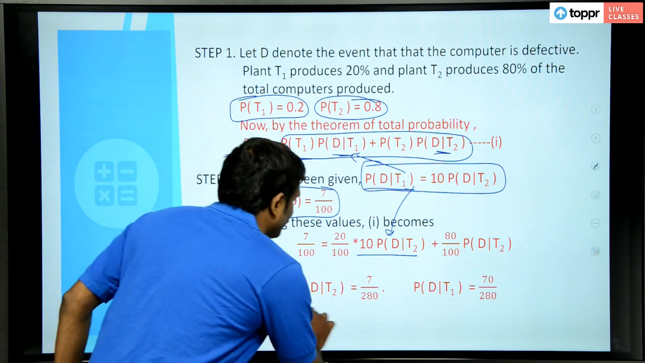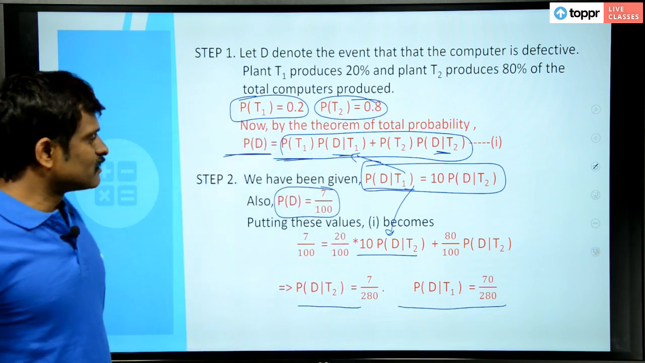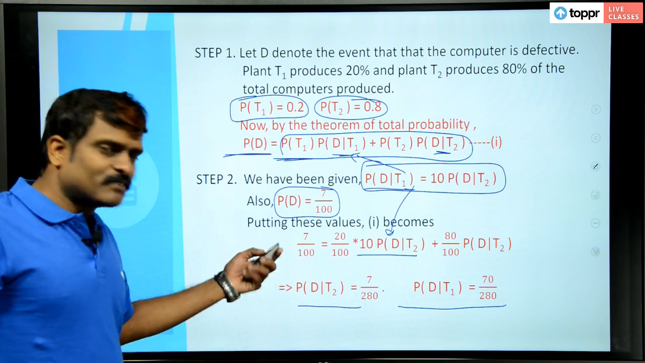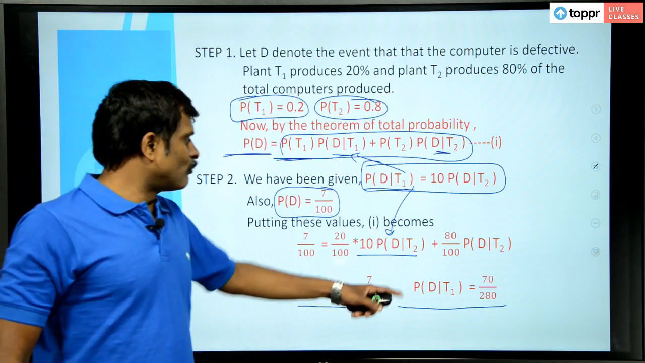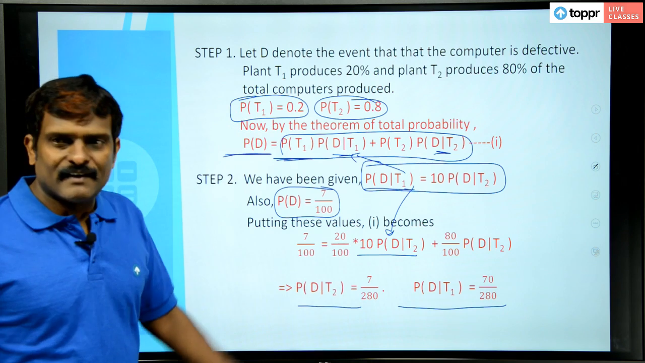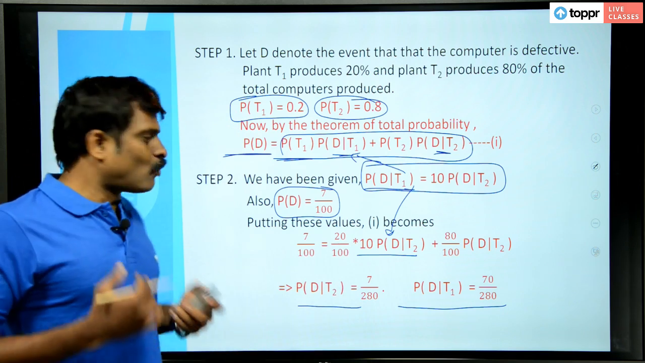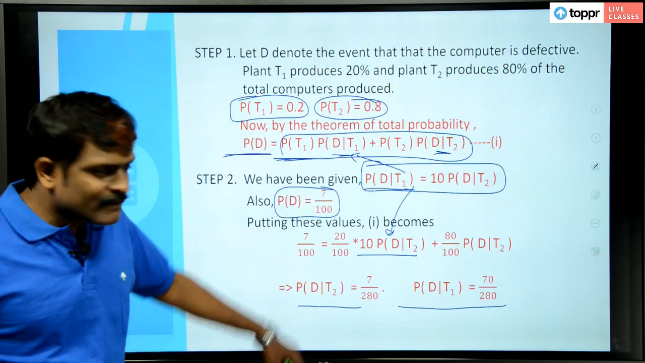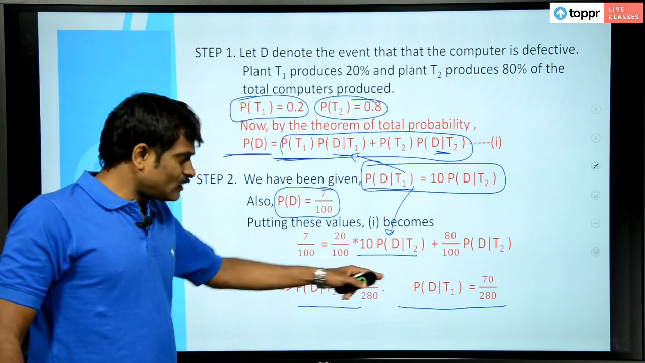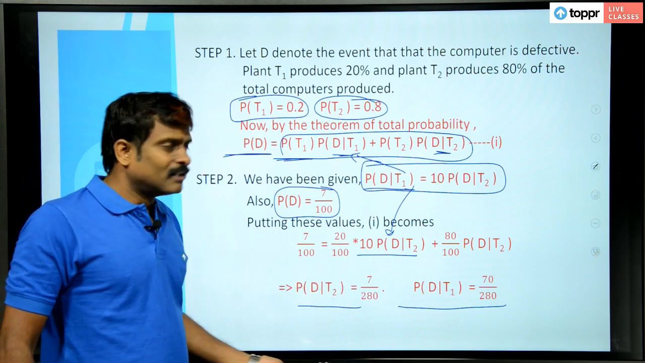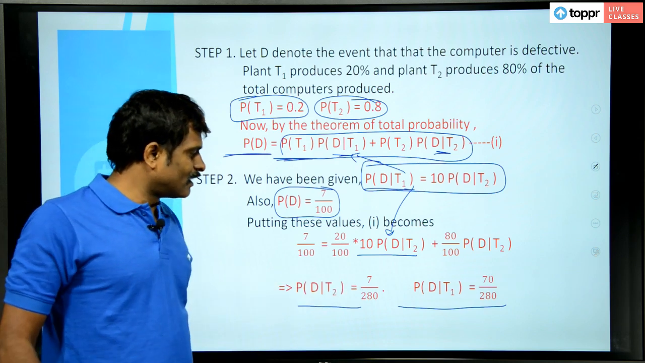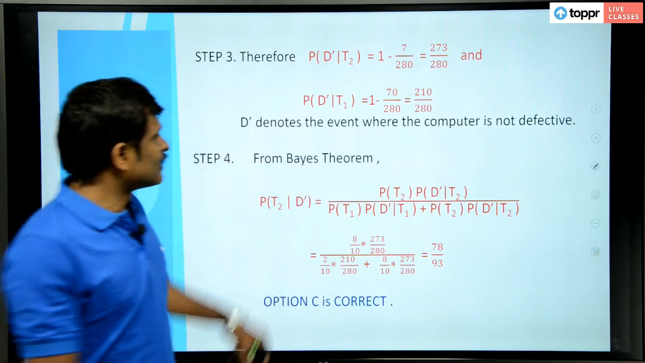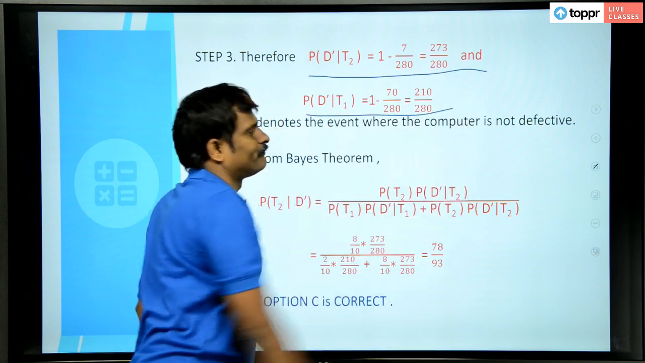Then if I simplify, these numerical simplifications, guys, you should be quick in solving them. So, the probability of defective given it is produced by T2 is 7 by 280 and the probability of defective given T1 is 70 by 280. These are the two probabilities, but we are looking for the non-defective one. So, non-defective given T2 and non-defective given T1 will be 1 minus 7 by 280 and 1 minus 70 by 280. These are the probabilities when they are not defective.